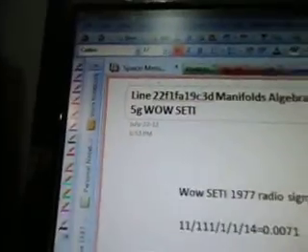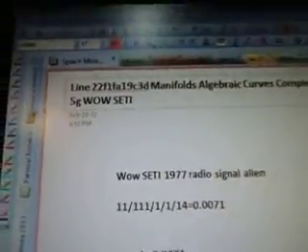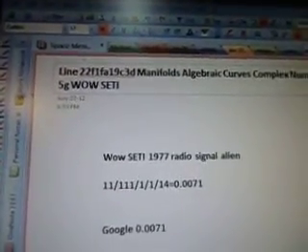Hey, here's part 284C3D. Line 22f1fa19c3D. Manifolds, algebraic curves, complex numbers, 5G, Wow! Seti. There's the alien radio signal.